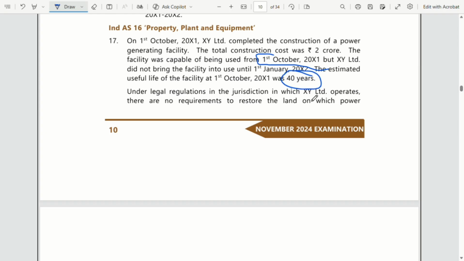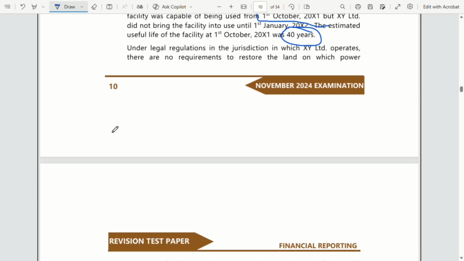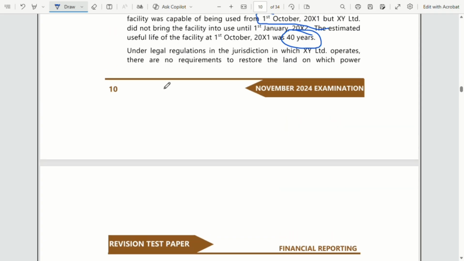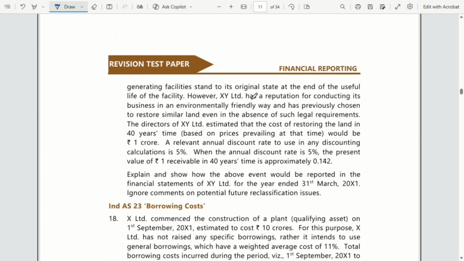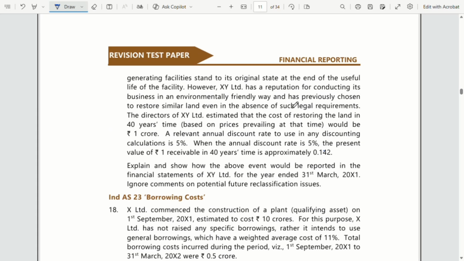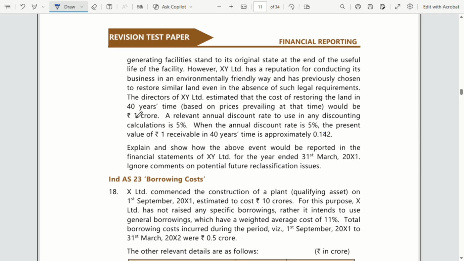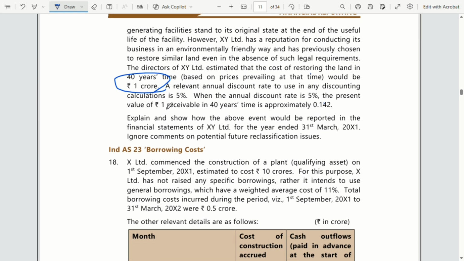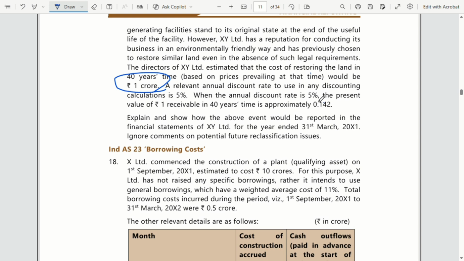Under the legal regulation in the jurisdiction in which XY Limited operates, there are no requirements to restore the land on which the power generating facility stands to its original state at the end of the useful life of the facility. However, there is no legal requirement to restore the land, but XY Limited wants to for its reputation, because previously also they have chosen to restore the land. The director has estimated the total cost for restoring the land after 40 years would be 1 crore, and the discounting rate will be 5%, and also they have given the PV factor.